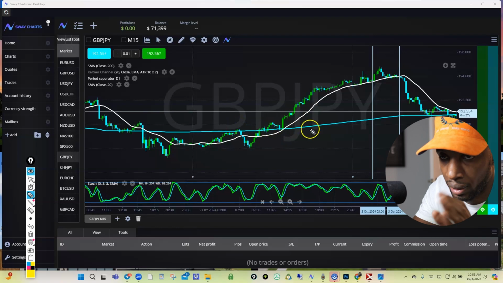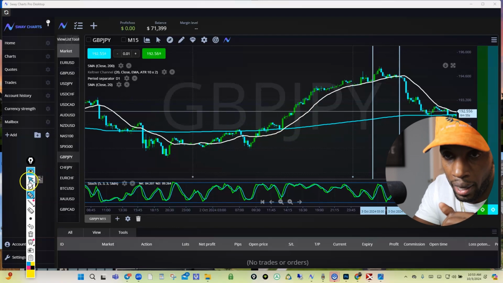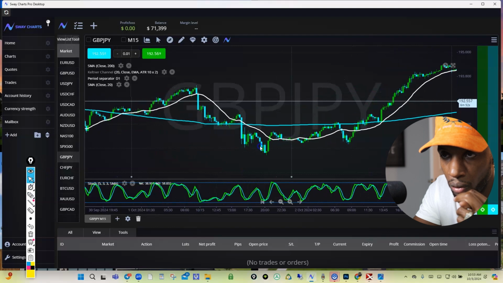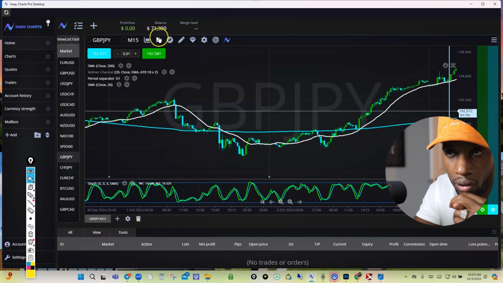Again, you can look at this manually. All right, so those are the type of entries I'm looking for. But again, if you have the high and the low, you'll be good to go.